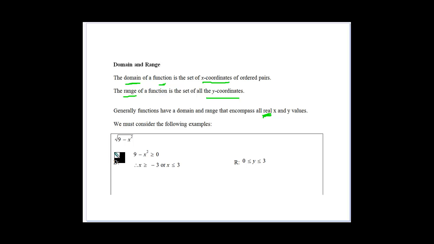So the first one here is for this function, the square root of 9 minus x squared. Well, if that's the case, we know we can't take the square root of a negative number, which means anything we're going to have under the square root sign has to be greater than or equal to 0. So what values would we have here that would be greater than or equal to 0? Well, that means x has to be greater than or equal to minus 3, and x has to be less than or equal to 3, because any values that are less than minus 3 or greater than 3 will give us an error.